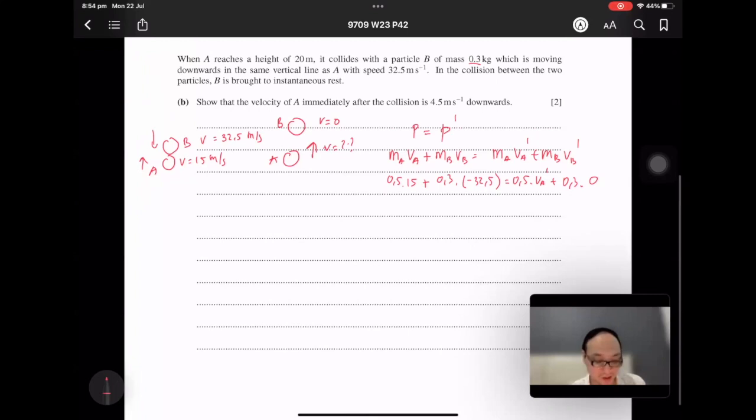So calculating this, 0.5 times 15 minus 0.3 times 32.5 is negative 9/4, which equals 0.5 v_A prime. So v_A prime equals negative, dividing by 0.5, 4.5 meters per second. So it's shown. Negative means downwards.